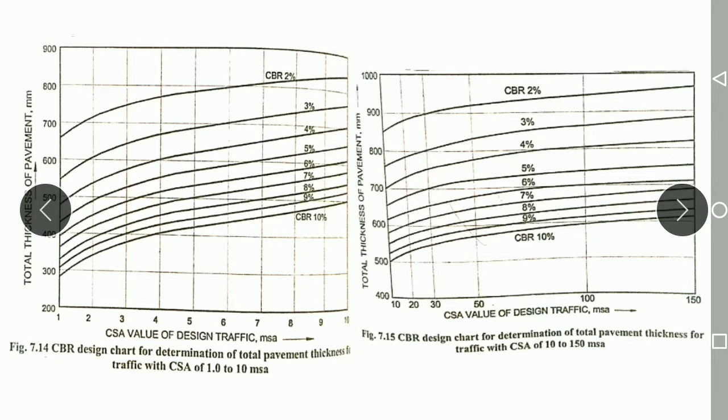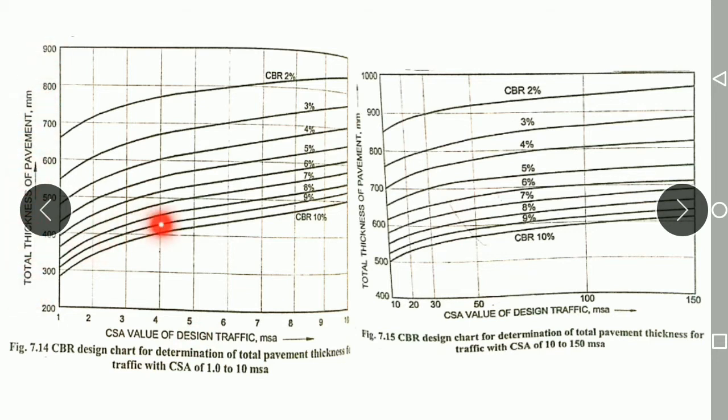The CSA value is nothing but the cumulative number of standard axles. It is used to design the pavement. It tells us the number of commercial vehicles that would have occupied the road at the end of the design life. So at the end of the design life, that is the total traffic. That is what the CSA, the cumulative number of standard axles, is. The cumulative number of standard axles is given on the x-axis, and the total thickness of the pavement is given on the y-axis.